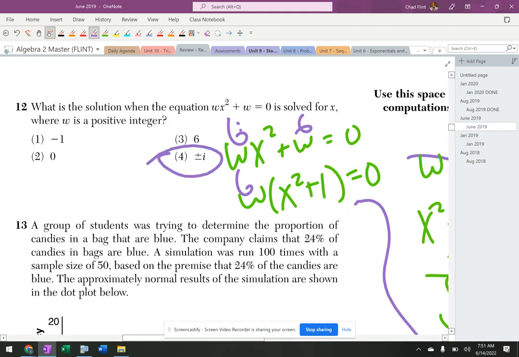All right. So you're always going to have plus or minus i because you're always going to get the square root of -1 for that equation no matter what the w value is. That's what they're testing there. It took me a second, but that's what they're testing there.